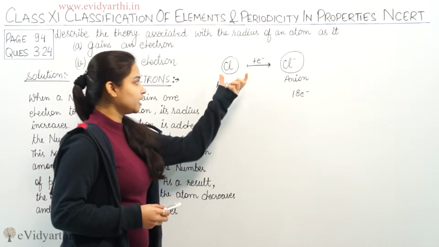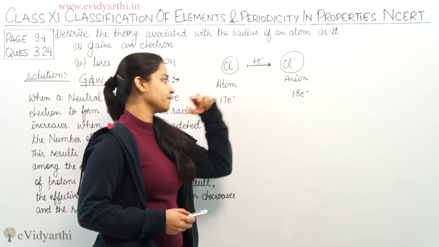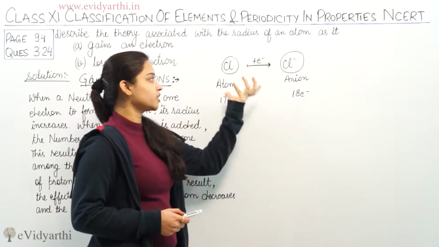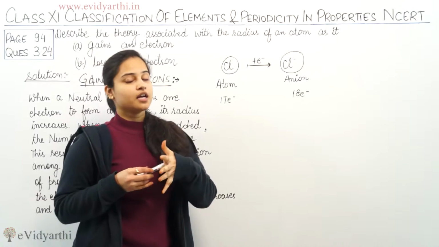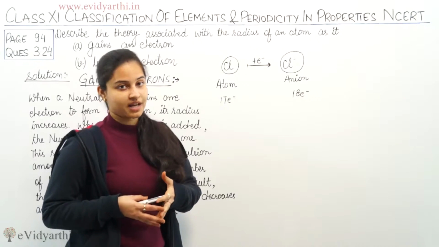Fine. So if this is chlorine, an electron is added to it, it becomes the Cl negative ion. So earlier it had 17 electrons, now it is having 18 electrons, and the atomic radii of the chlorine atom increases on addition of an electron to the neutral atom.